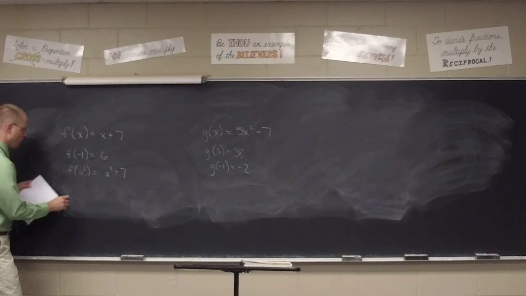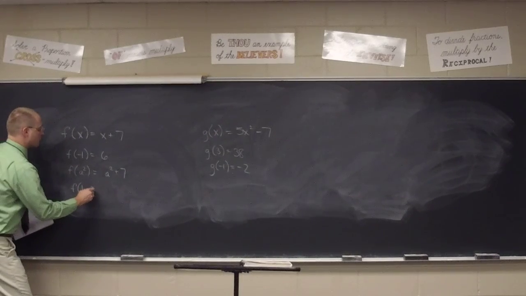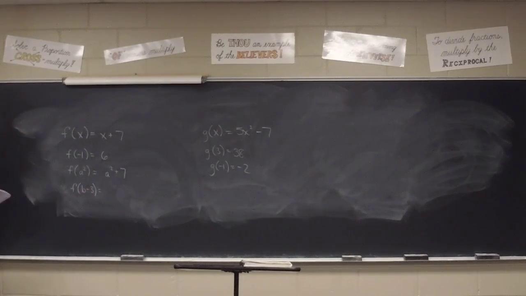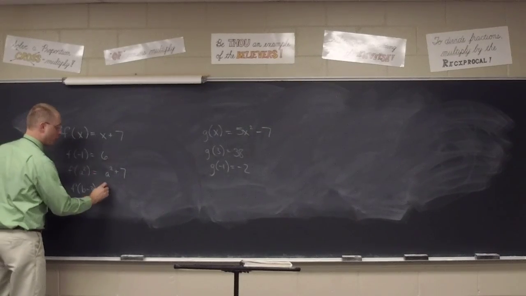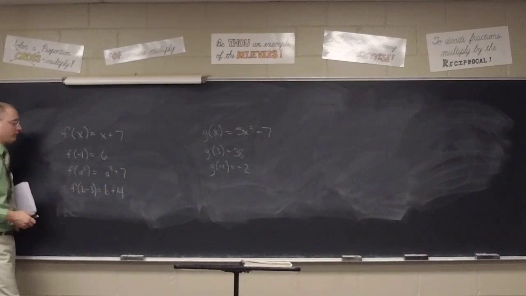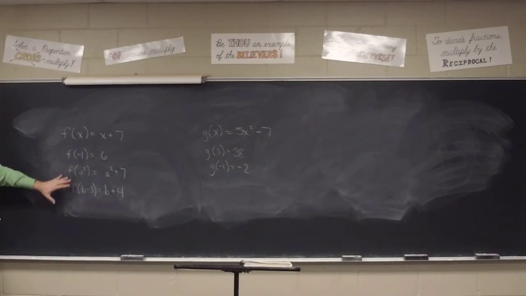All right, so how about this one? What about f of b minus 3? What do we get, class? B plus 4. b minus 3 plus 7, or b plus 4. Does it make sense how we can plug variables or even polynomials in place of the x?